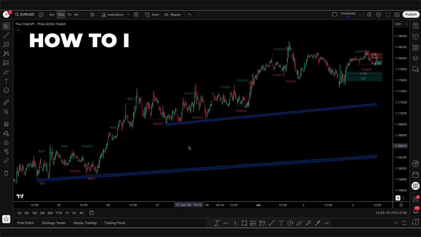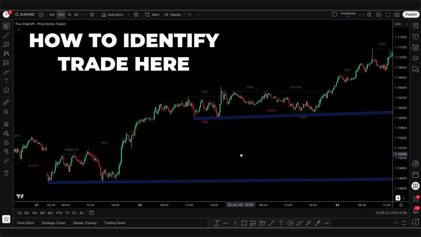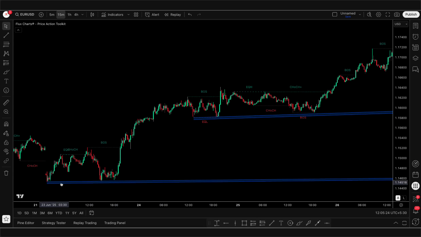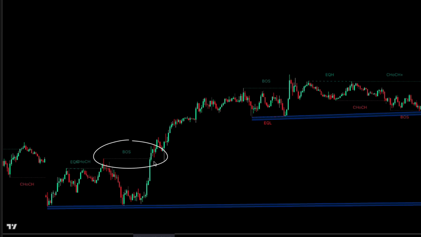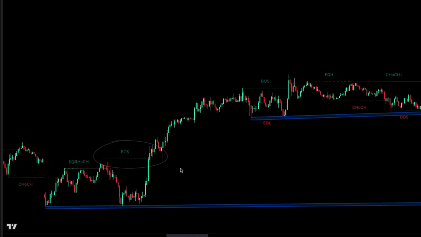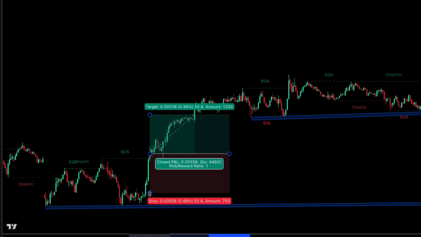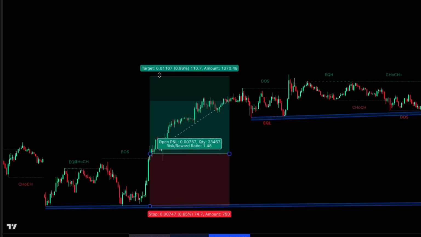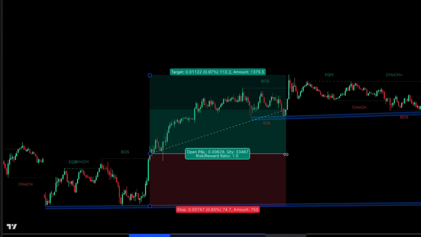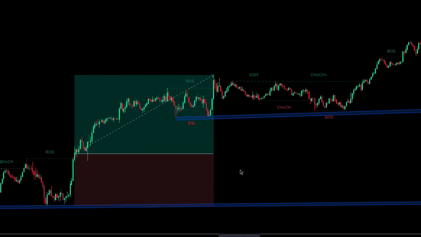Now, how to identify a trade here. When the trend line of the Price Action Toolkit indicator touches again, it breaks the lower high, meaning a bullish break of structure is formed here. Immediately after this break, we will buy the trade from the bullish candle, keep the stop loss below the trend line, and keep the target at 1 to 1.5 risk to reward ratio, and you can see this is a profitable trade.